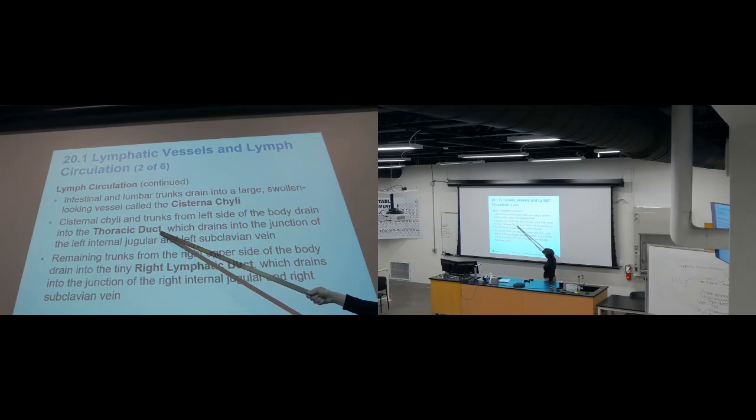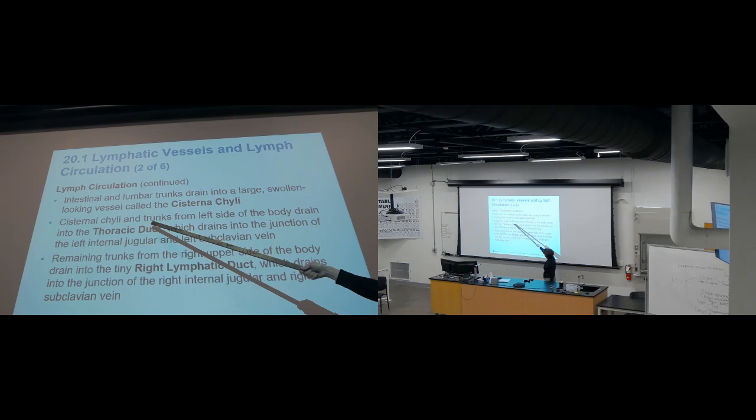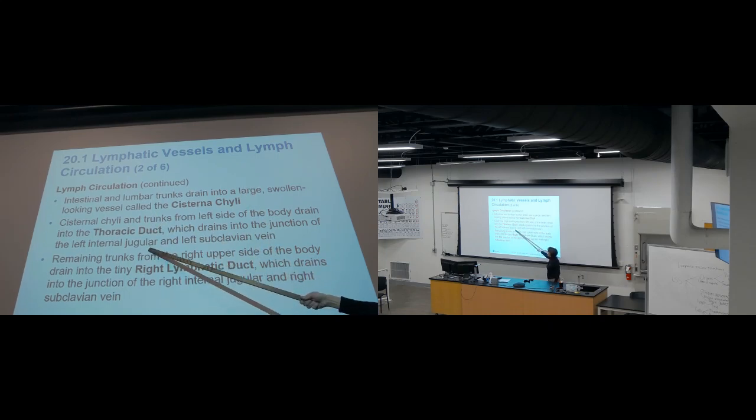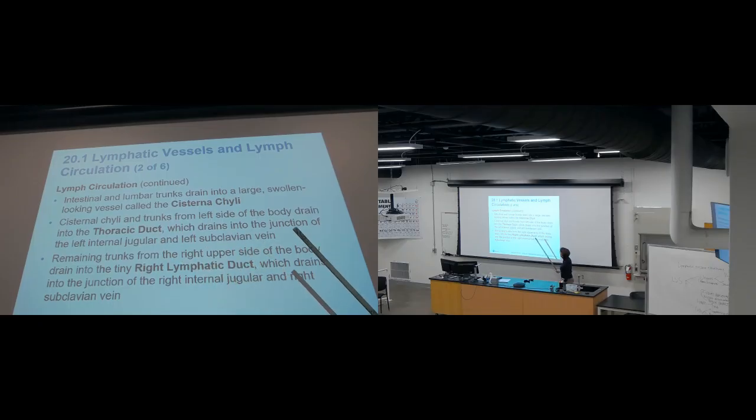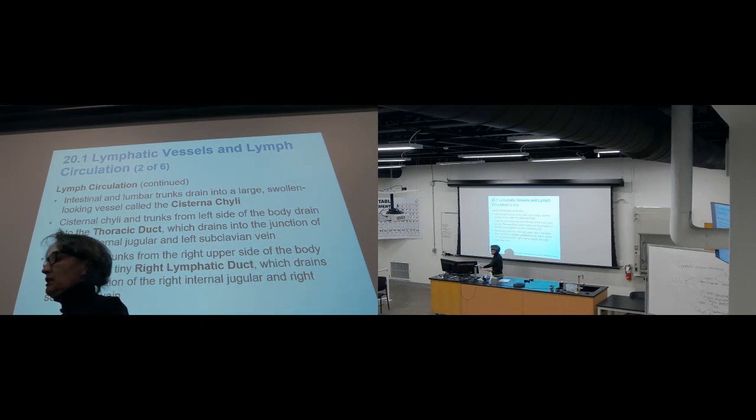Now, this thoracic duct receives not only the lymph coming from the cisterna chyli, but also from the left jugular trunk and the left subclavian trunk. And now, the right lymphatic duct will receive the lymph from the upper right side of the body, including the lymph coming from the right jugular trunk and the right subclavian trunk, draining into the subclavian vein, the right subclavian.